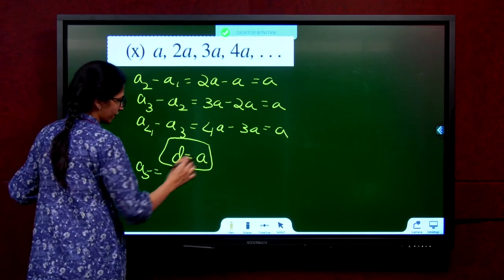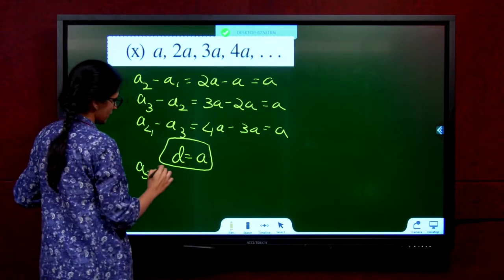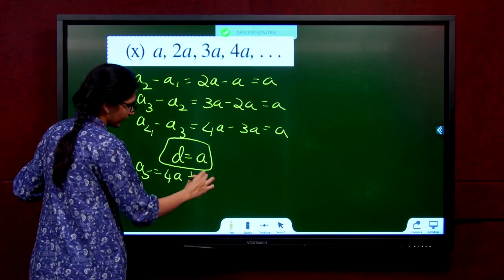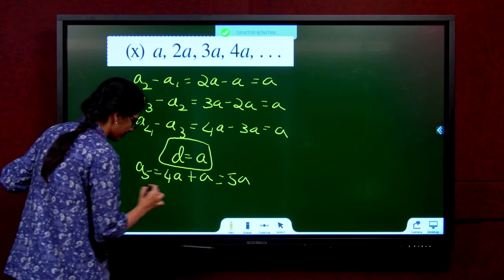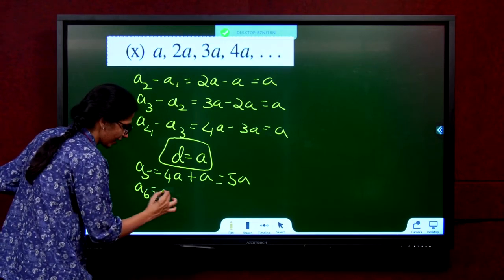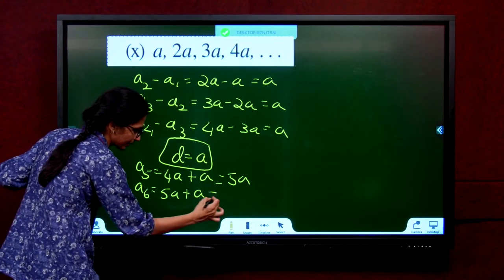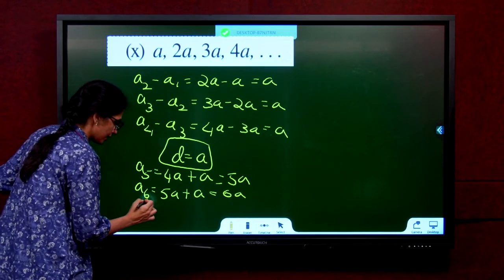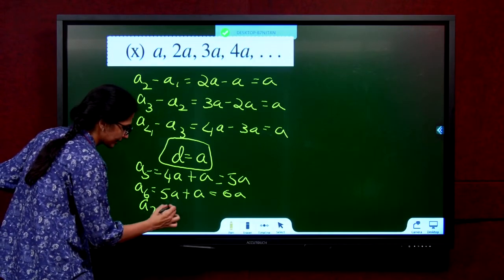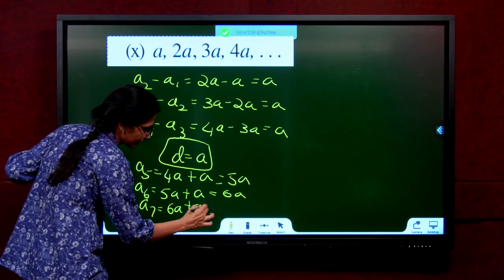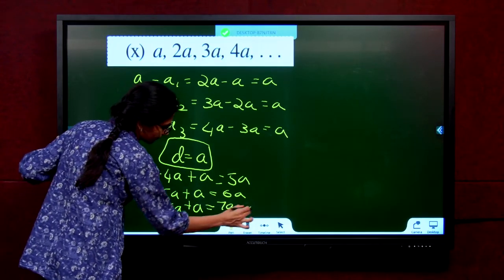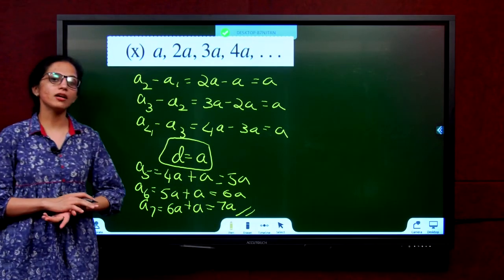A5, take the A4 term. Who's the A4 term? 4a, and add the d, a. So it becomes 5a. A6, take 5a, add the d, d is nothing but a, 6a. A7, take 6a, add the d, that is a, 7a. These are the next three terms of the AP.